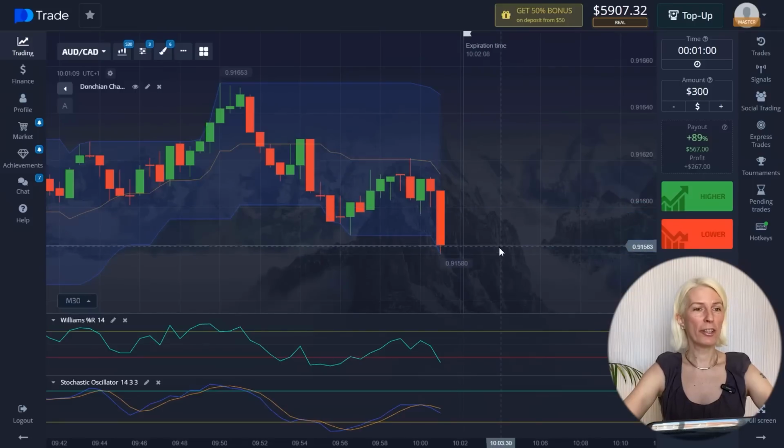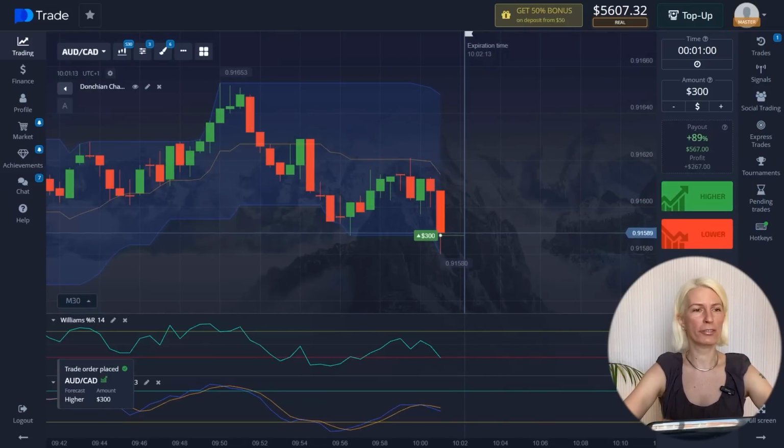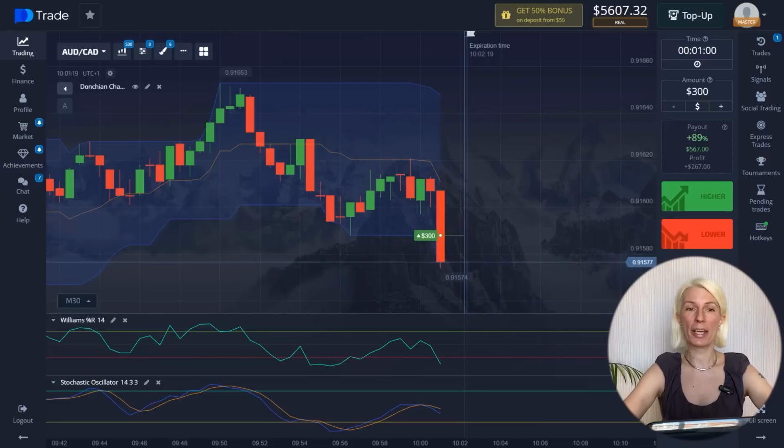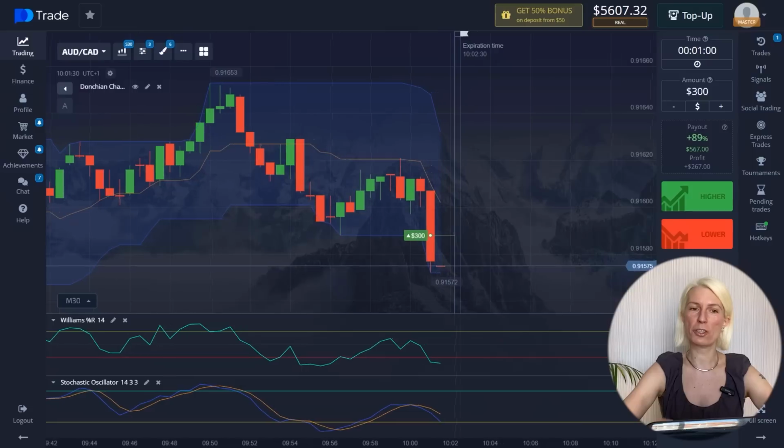And now, let's go to Pocket Option and get down to trading. Having analyzed the price chart and the behavior of market participants, I open an up trade for 1 minute. Today we're trading on the Australian dollar Canadian dollar currency pair. We will trade with $300, or 5.3% of the initial deposit. Each candle on the chart corresponds to 30 seconds of real time.